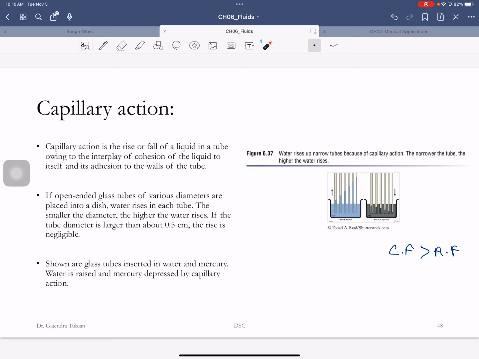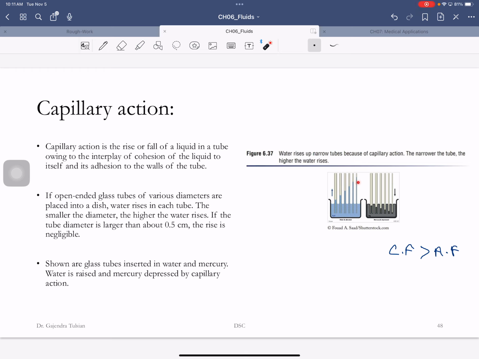So capillary action is this phenomenon where a fluid rises in a capillary or gets depressed in a capillary. Capillary action is the rise or fall of a liquid in a tube owing to the interplay of cohesion of the liquid, which is the forces between like molecules, and its adhesion to the walls of the tube. It is depressed here because the cohesive forces were greater than adhesive forces. It rose because the adhesion forces were greater than the cohesion forces.